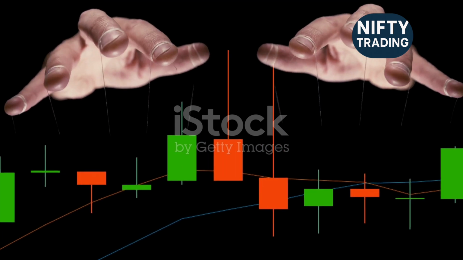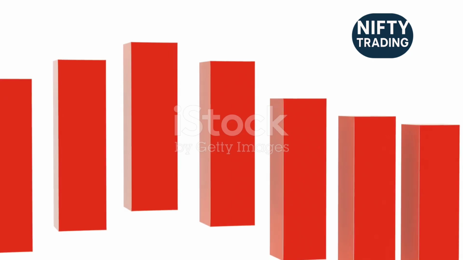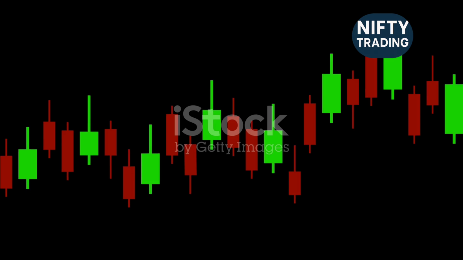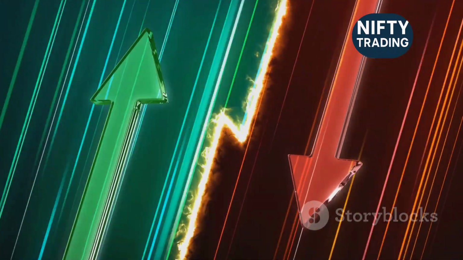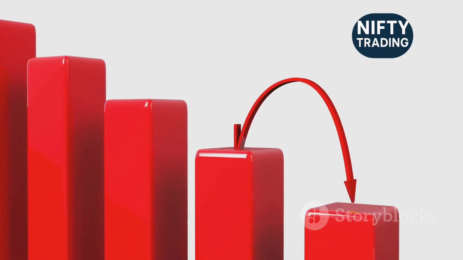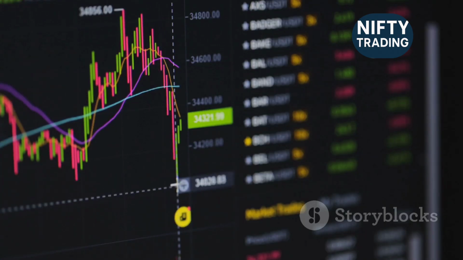Each candlestick represents a set time period, could be a minute, an hour, or a day. It tells you 4 things: where the price opened, the highest and lowest points, and where it closed. The thick part is the body. If it's green, the price closed higher than it opened, bullish. If it's red, it closed lower, bearish. The longer the body, the stronger the buying or selling pressure.